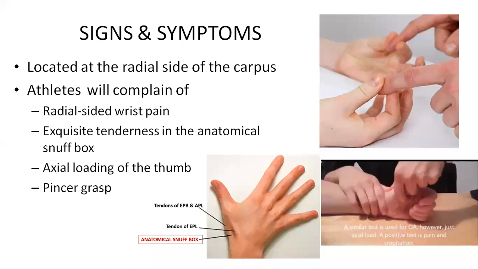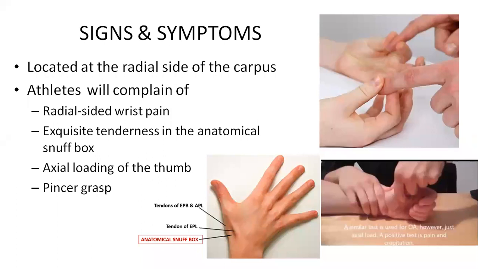This pain will be more common, sharp and intense at the anatomical snuffbox. So that will be exquisite tenderness. That means sharp, intense, very keen tenderness, specifically at the anatomical snuffbox. Now, what is the anatomical snuffbox? The snuffbox is also known as the radial fossa.